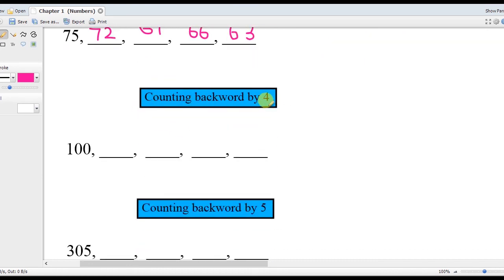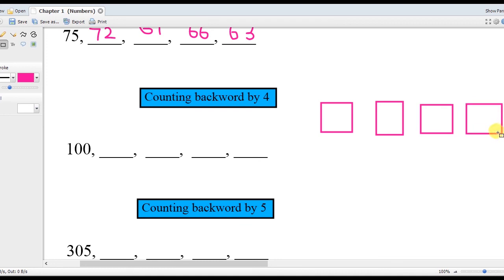Now counting backwards by 4. So you have to skip 4 values. So draw 4 boxes. This is just for your practice. Once you think you are good enough to solve them mentally in your head, there's no need to draw these boxes and follow the procedure. You can solve it in your head and write the answers directly, right? This is in case you still have any doubts, so you can solve it this way. In this way, there is very minor chance of having an error, right?